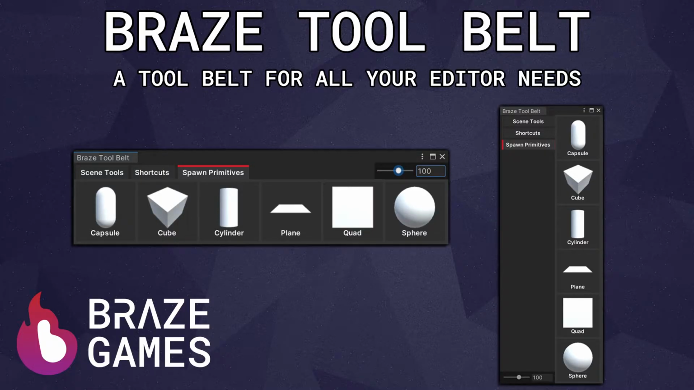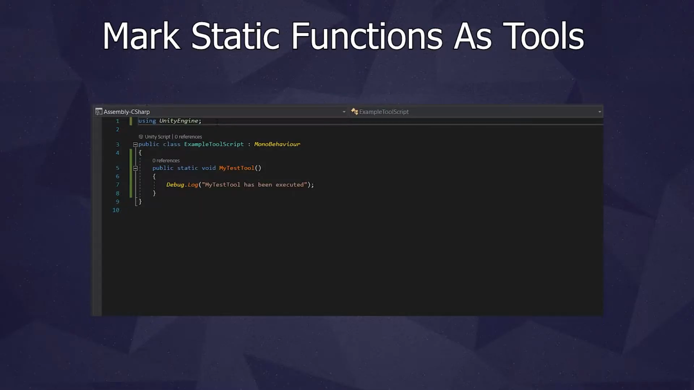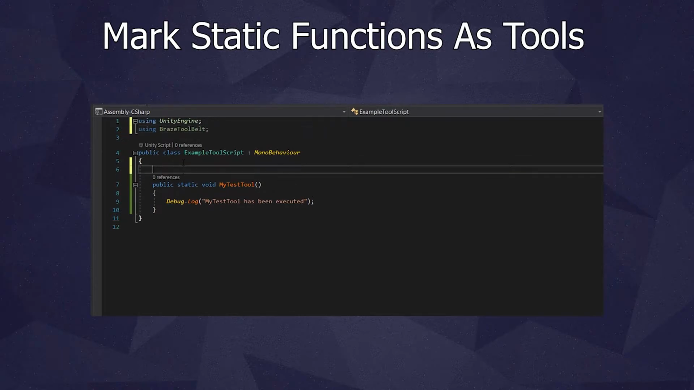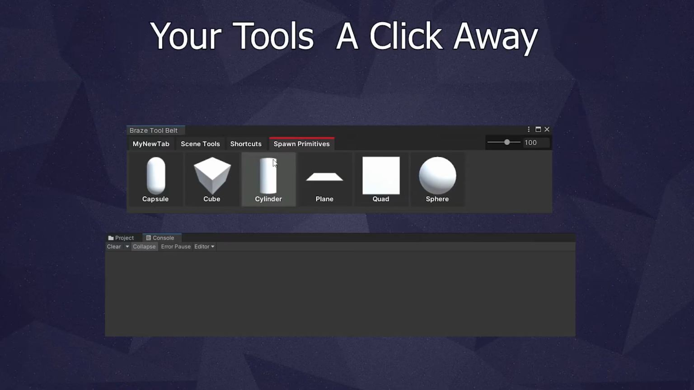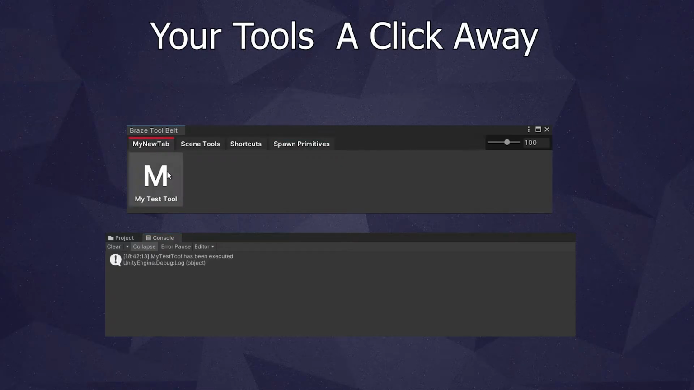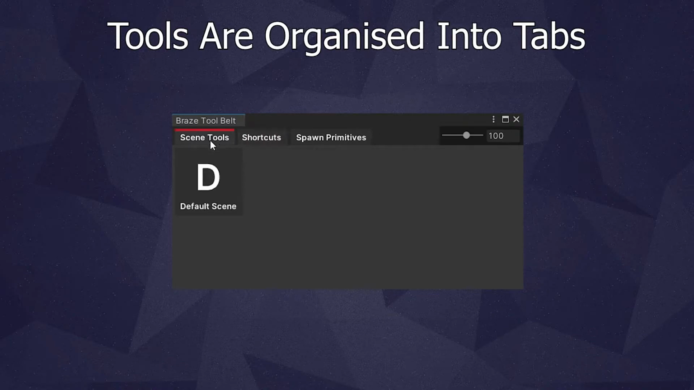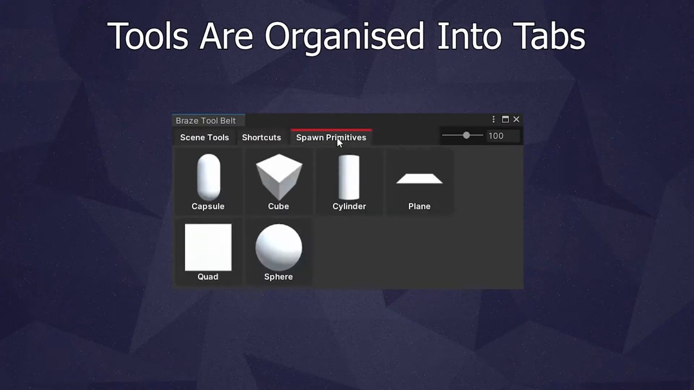Braze Tool Belt is an editor extension which allows you to create your own toolbar super easily. It allows you to mark static functions in your application as a Braze tool, which are then populated into the tool belt. Once in the tool belt, all your common actions and processes are just a click away. The tool belt is grouped into tabs to easily categorize and keep track of all your tools.